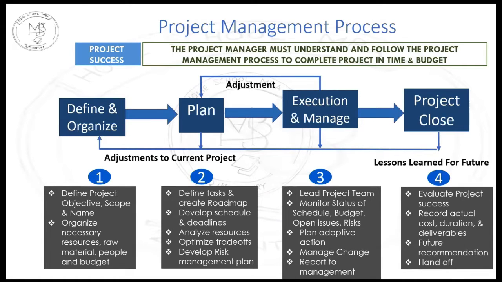To do that, the project manager has to know what is the time available to him, what is the budget available to him, and what are various constraints and weaknesses and strengths in completing that project. Now then it comes to 4 different steps, as we call them. That is define and organize, then plan, execution and manage, and then project close.